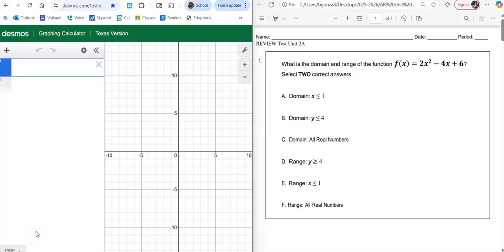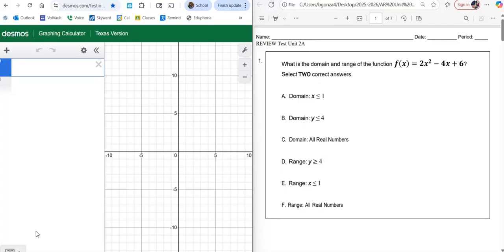All right, here's our review for our test. Your test is going to be just like this review with different numbers, okay? So please be careful and take note of all these concepts, just the way I teach them, or just the way we go over it here on the review.